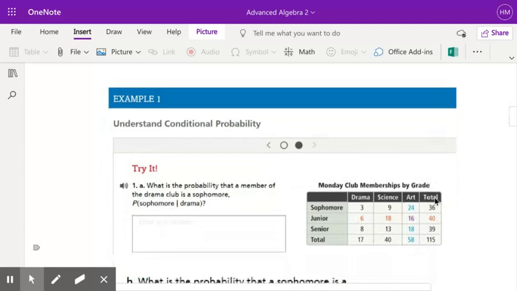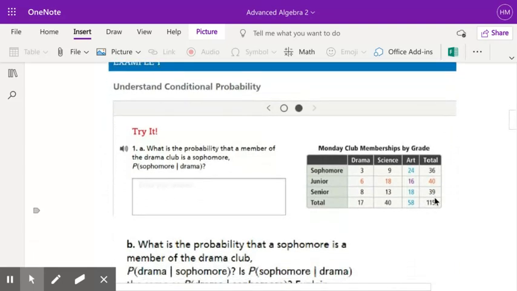The first example deals with that. Here we have, let's say, members of a high school, and our high school is subdivided into the drama club, the science club, the art club, and then further subdivided into sophomores, juniors, and seniors. Apparently freshmen are not allowed in these clubs. I don't know why freshmen aren't listed here, they're just not. But anyway, what we're asked for is what's the probability that a member of the drama club is a sophomore?